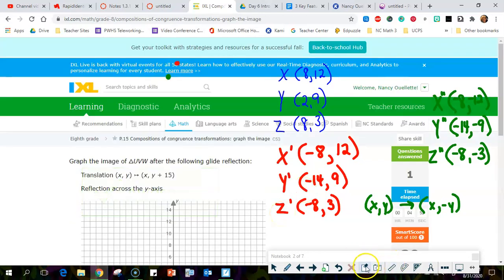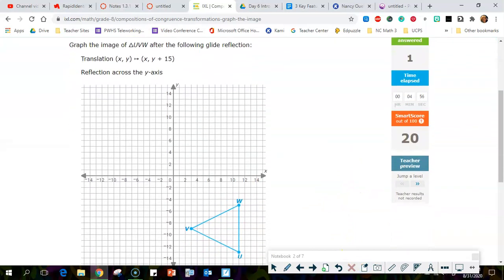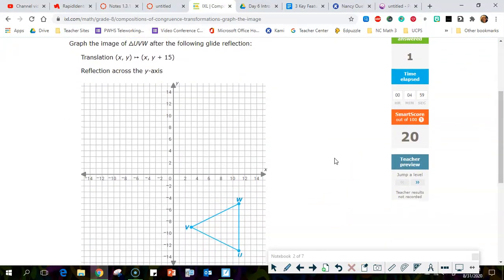Nice. Okay, let me erase this stuff. Okay, so we have a 20 already. That's pretty good. Okay, so let's do one more here, and then we might jump a level.